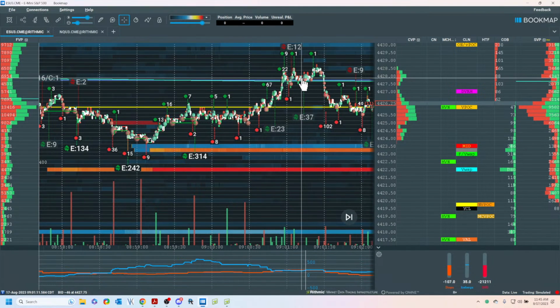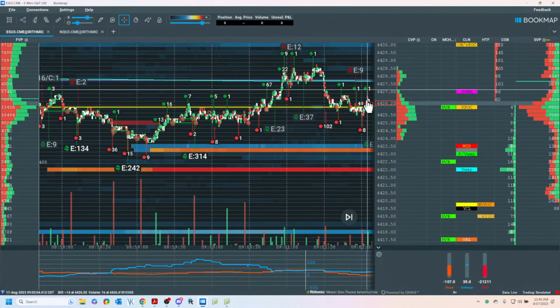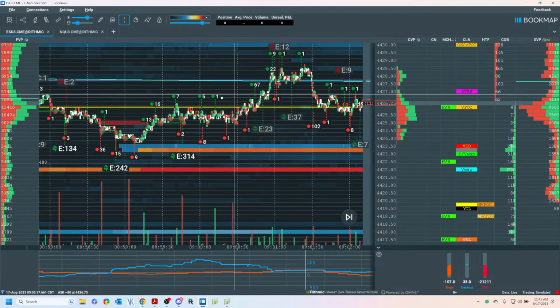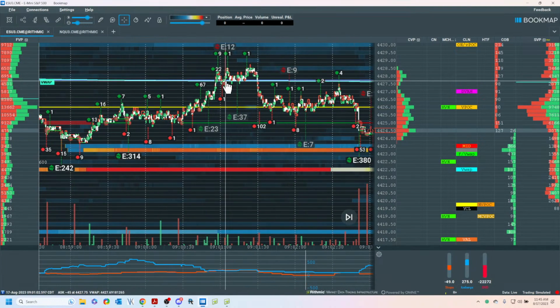Now this is too high. So right in here, this is too high. It's an area to get short. If I break down below here, it's the same structure you've seen previously. There's my test here. It's a potential short.